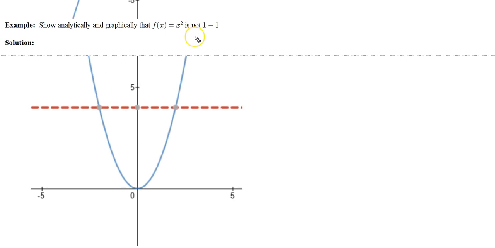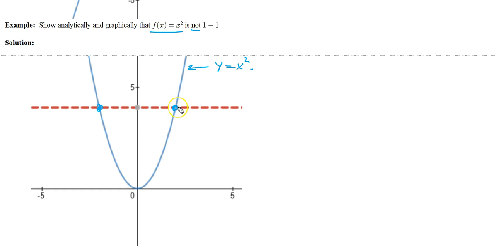Now let's take a look at this example. Let's show analytically and graphically that the function f of x equals x squared is not one-to-one. If we look at the graph of y equals x squared, that's the blue graph right here, we see that this function does not satisfy the horizontal line test. If we draw a horizontal line, it does cross the graph at two locations.